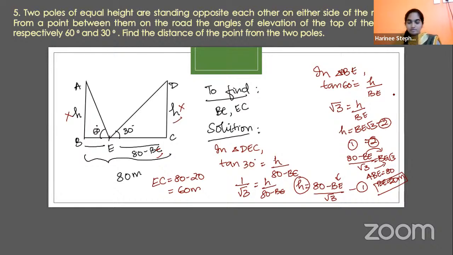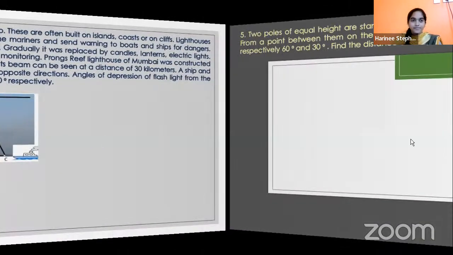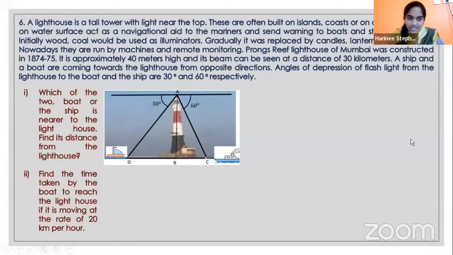So we'll do one last question. The case study question in the basic paper. A lighthouse is a tall tower with light near the top. These are often built on islands, coasts, or on cliffs. Lighthouses on water surface act as a navigational aid to the mariners and send warning to boats and ships for danger. Initially, wood, coal would be used as illuminators. Gradually, it was replaced by candles, lanterns, electric lights. Nowadays, they are run by machines and remote monitoring.